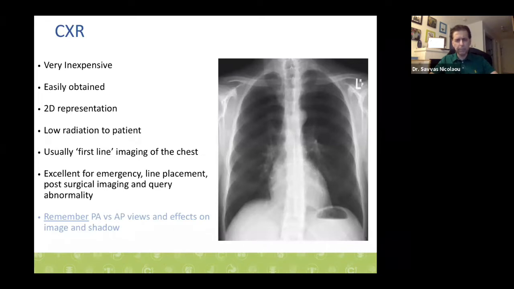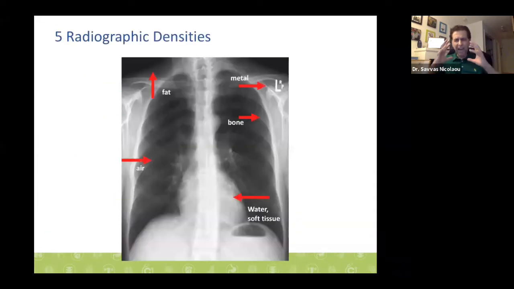We talked about the chest radiograph: inexpensive, readily obtained, but it is a true representation of a three-dimensional structure. There are 5 radiographic densities that are extremely important to know when you interpret a chest radiograph. 1, let's go from the least attenuated to the most attenuated, meaning air, which is the primary component of the lung, the alveolus, is air. It is very dark. It is primarily the composition of the right and left lungs.